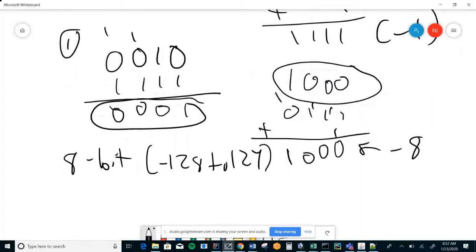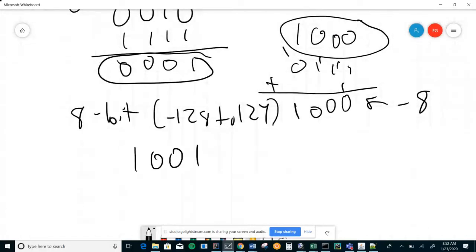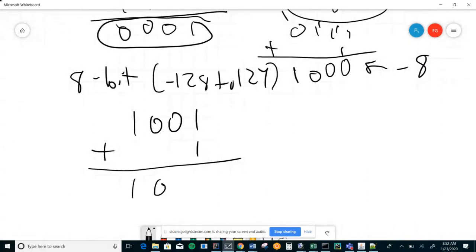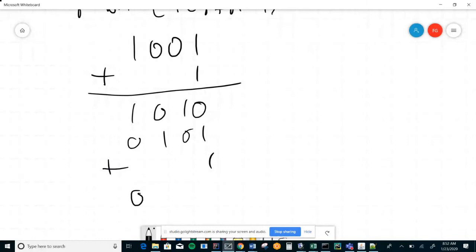It works fine for addition and the like. So if I add, say, 1001 plus 1, I'm going to get 1010, which if I do my 2's complement to find out what it's the inverse of, I get 0, 1, 0, 1 plus 1, which is then 0, 1, 1, 0. In other words, that's 6. So this was, no, wait a minute. Something not right.